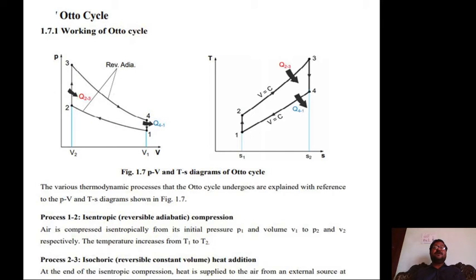After the heat rejection, here 3 to 4, 4 to 1. 4 to 1 is a constant volume heat rejection. That's why it is Q4 to 1. Here, after heat rejection, it reaches V1 and T1, meaning the initial state. Like this, the cycle repeats.